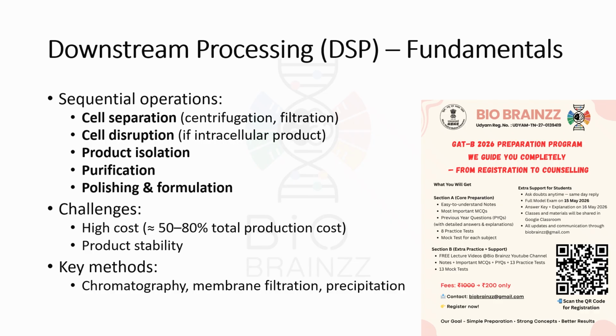Further, purification steps ensure that the product meets the required quality standards. Techniques such as chromatography, membrane filtration, and precipitation are commonly used. Downstream processing is often the most expensive part of the bioprocess, accounting for a significant portion of total production cost, making efficiency and optimization critical.